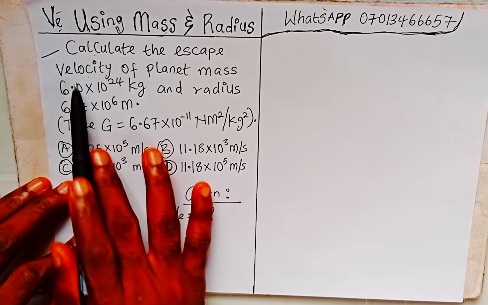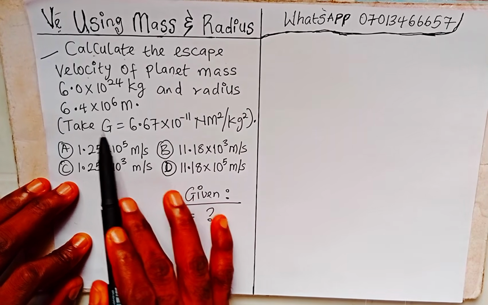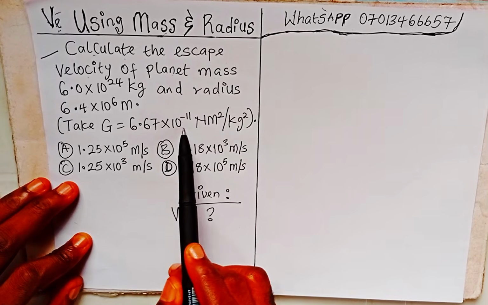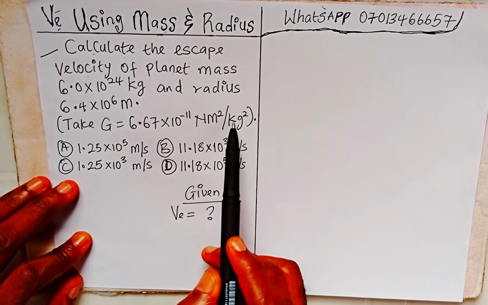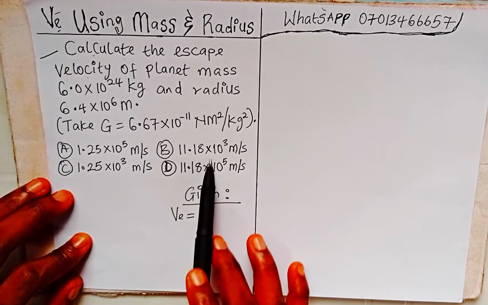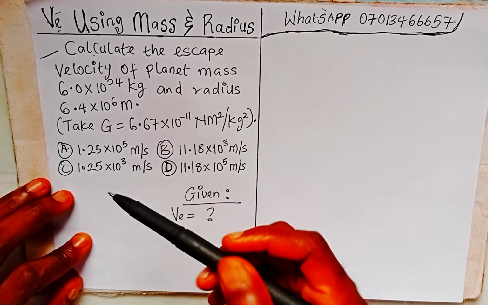Now they give you the values in standard form. Take the gravitational constant, capital letter G, equal to 6.67 times 10 raised to power minus 11 newton meter squared per kilogram squared. These are the options. All the options are represented in standard form, meaning they want us to represent the answer in standard form.